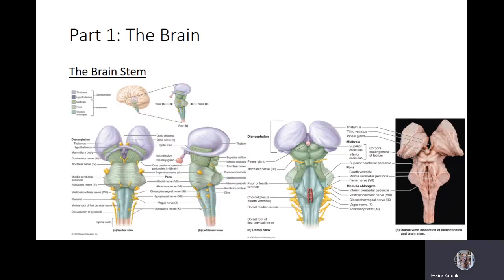If you want a more detailed view, you are welcome to look at this diagram. We have the ventral, the lateral, and the dorsal view. And over here, what we can see is the midbrain, the pons, and the medulla oblongata.